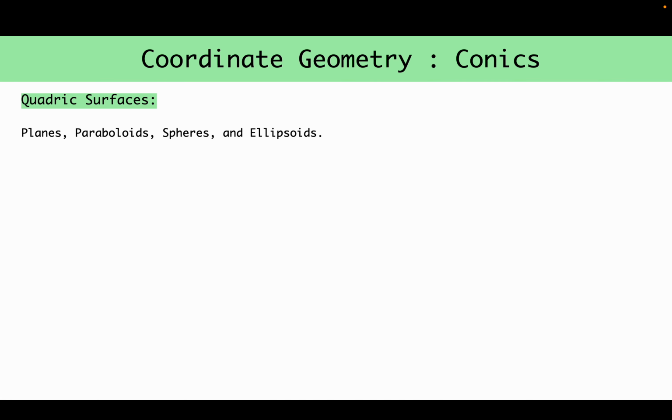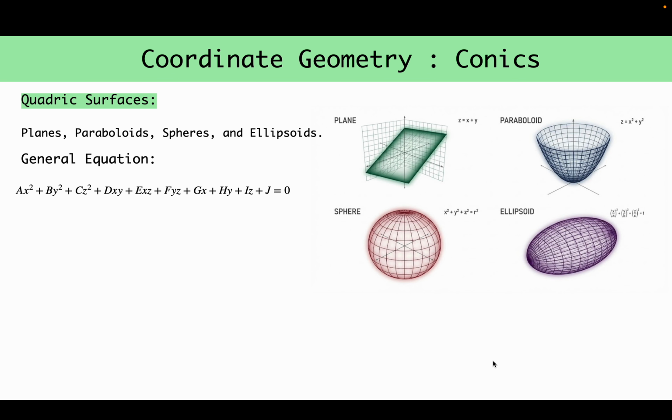Till now we have seen 2 dimensions, x and y. If we extend to 3 dimensions, we get surfaces like planes, paraboloids, spheres and ellipsoids, whose general equation looks like this, and whose shapes would look like this. So this is a plane in x, y and z, a paraboloid, an ellipsoid and a sphere.